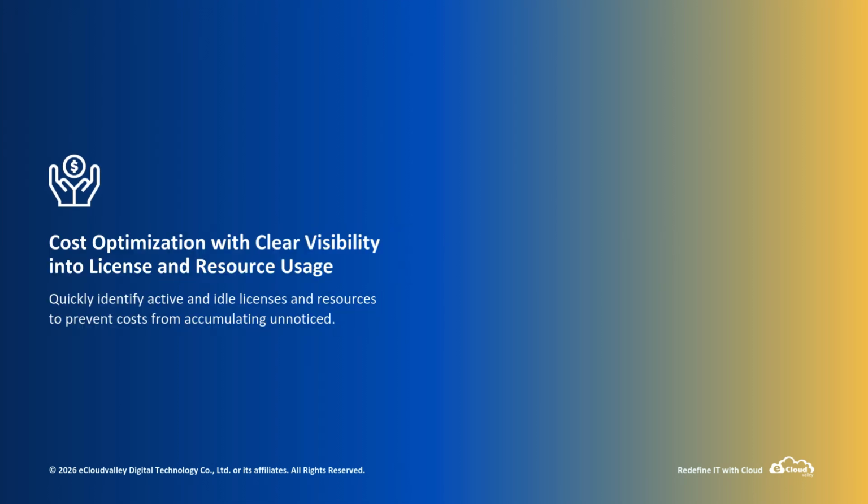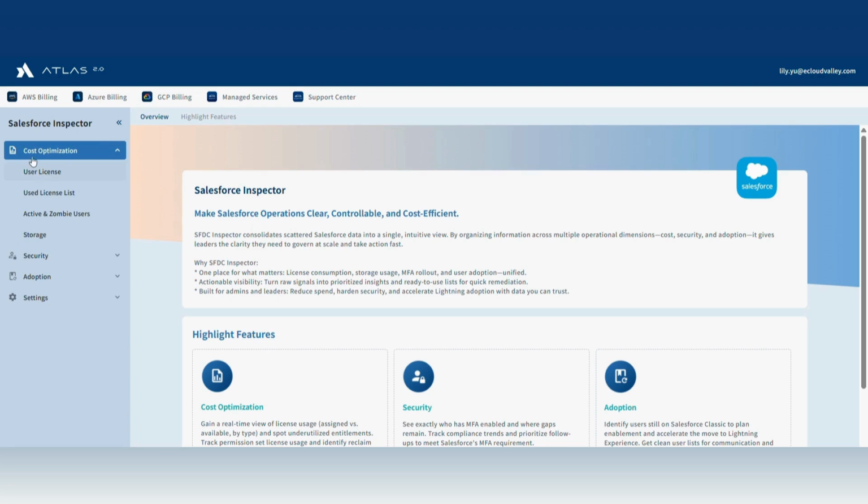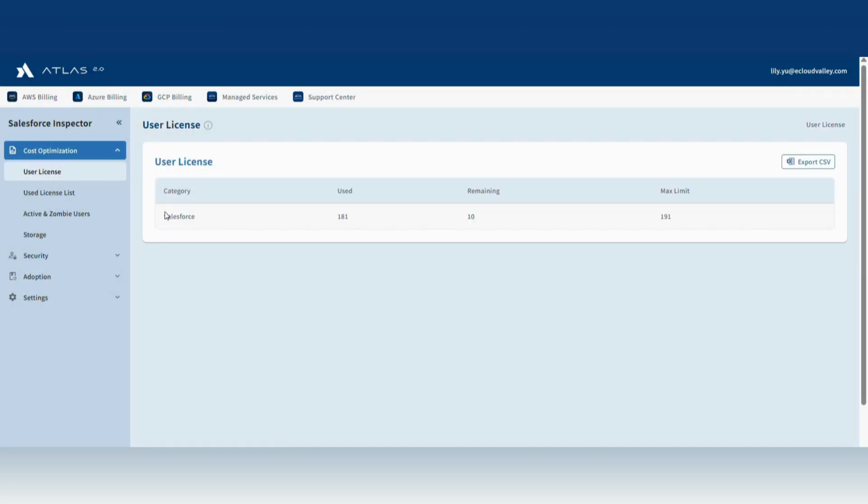Let's start with the first key area: Cost optimization. Many organizations know that Salesforce licenses are expensive. The real challenge is that it's often hard to see whether those licenses are actually being used effectively. In Salesforce Inspector, this starts with user licenses. You can clearly see what types of licenses you have, how many are available, and how close you are to your overall limit. This matters because, in practice, license overuse or hitting capacity limits rarely happens overnight.